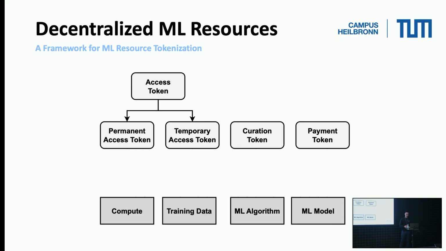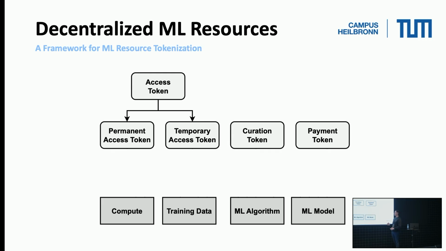Then we identified 4 principal token types. There are 2 access tokens. First, the permanent access token, which gives you permanent access to the machine learning resource. This is basically spendable, so you can lock it to your identity, and then you have indefinite access to that machine learning resource. Then we also have the temporary access tokens, which are also spendable and give you access for a fixed time to the ML resource.